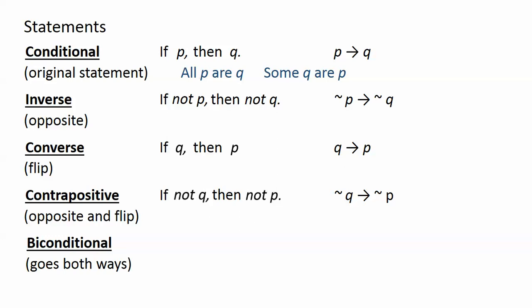And lastly, we have our biconditional, which goes both ways. P, if and only if Q. P, an arrow pointing both directions, Q. This means that all P are Q and all Q are P. P if and only if Q.